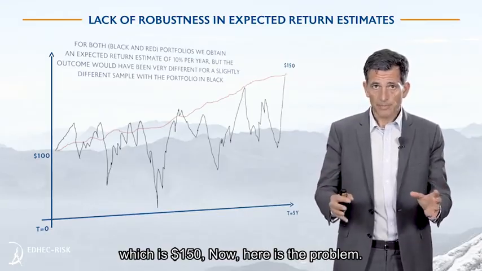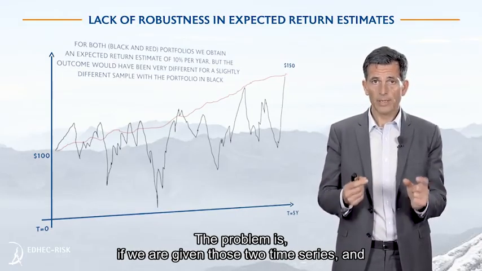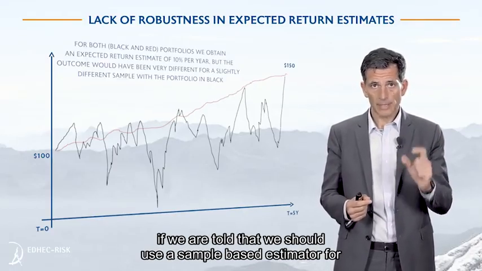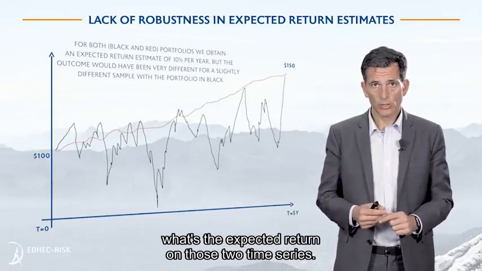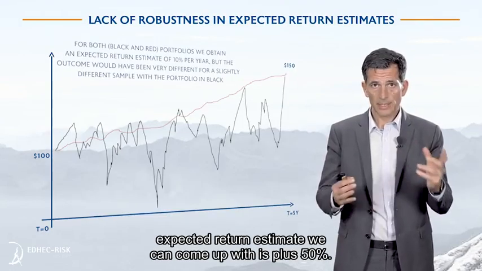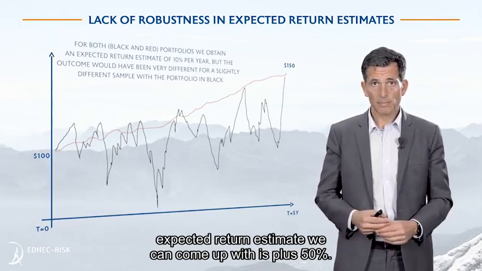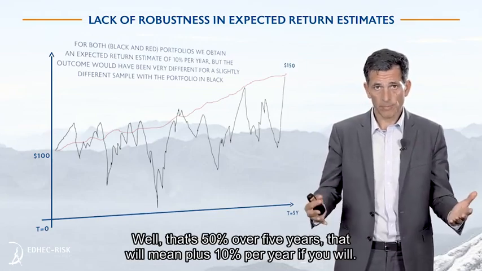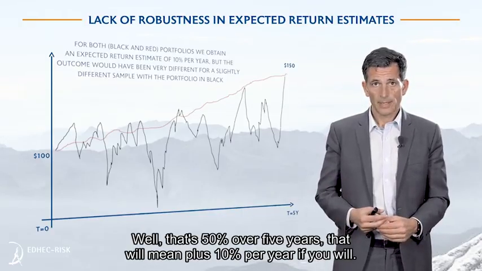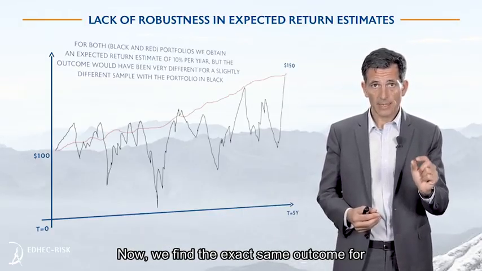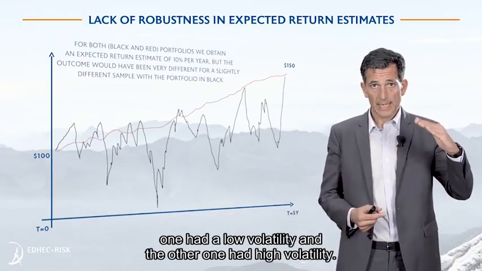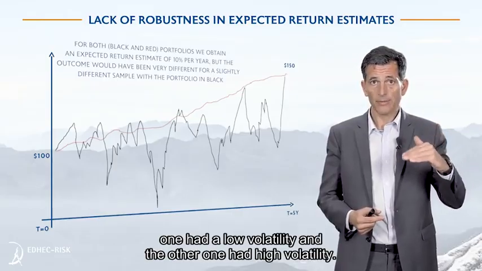Now, here is the problem. If we're given those two time series, and we are told that we should use a sample-based estimator for the expected return on those two time series, we are going to conclude that in both cases, the best expected return estimate we can come up with is plus 50%. Well, plus 50% over 5 years would mean plus 10% per year, if you will. Now, we find the exact same outcome for those two portfolios, even though the behavior was very different. One had a low volatility and the other one had a high volatility.